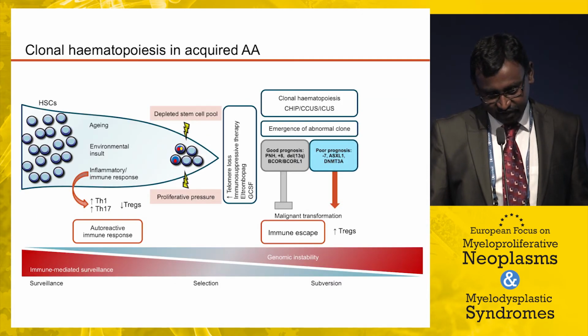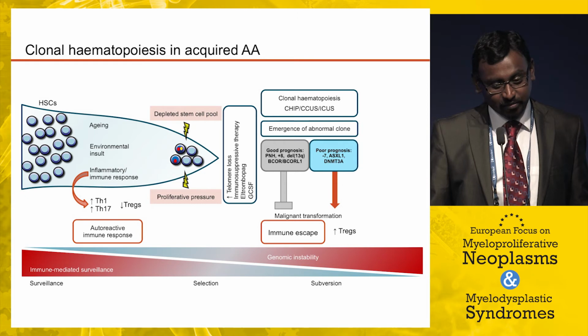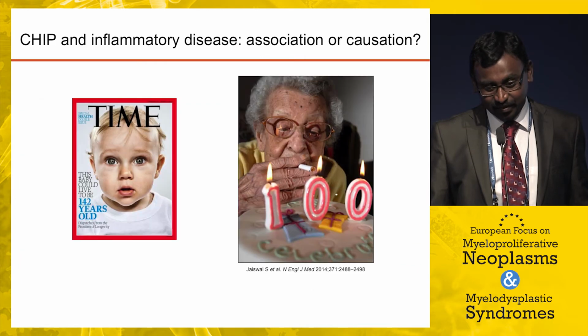So I think I'll skip that, which essentially describes the same process of stem cell attrition due to proliferation in the context of aplastic anemia, and the proliferative pressure due to both the treatment and the disease, leading on to clonal hemopoiesis, leading on to emergence of an abnormal clone, which could be good or bad. Bad indicates that you're going into malignant progression as well. But what we don't talk about significantly is the underlying immune surveillance and the genomic instability seen in this group of patients, and what that determines.